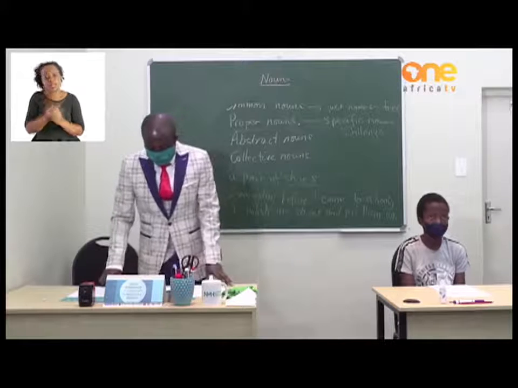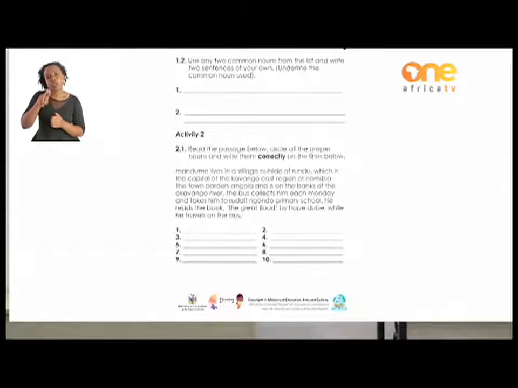Let me read. Mandume lives in a village outside of Rundu, which is the capital of the Kavango East region of Namibia. The town borders Angola and is on the banks of the Okavango River. The bus collects him each Monday and takes him to Rudolph Gondo Primary School. He reads the book, The Great Flood, by Hope Dube, while he travels to the bus.